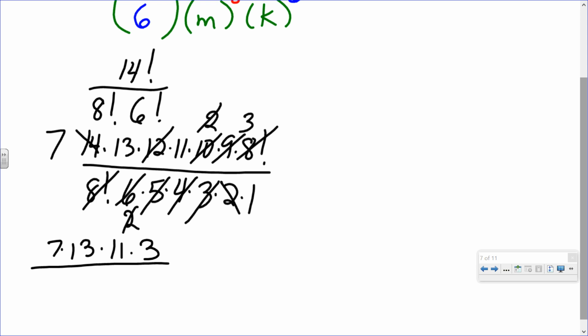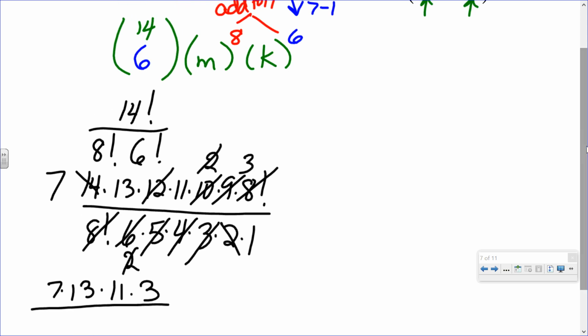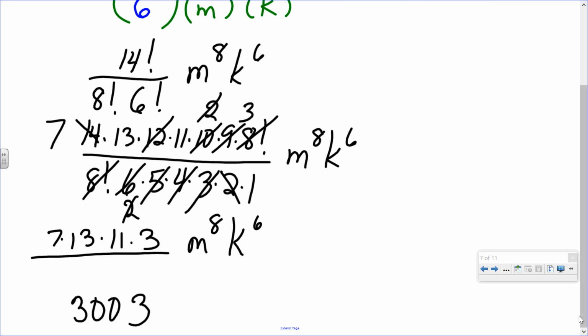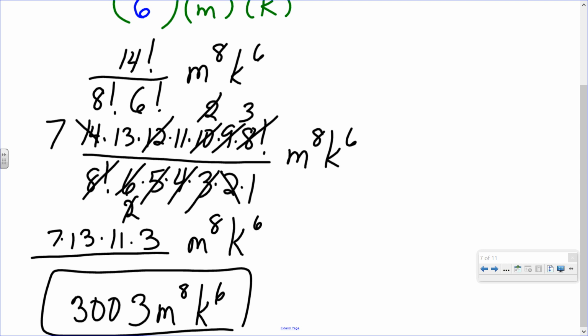And if I punched that in on my calculator, I would have 3003, I believe, and bring down my m to the 8th, k to the 6th on each line here so that my work is complete. Final answer, 3003, m to the 8th, k to the 6th. Of course, you could have put that in on your calculator earlier on. I just wanted to remind us of how the factorials worked with the canceling, but this is a required part in your work every single time.